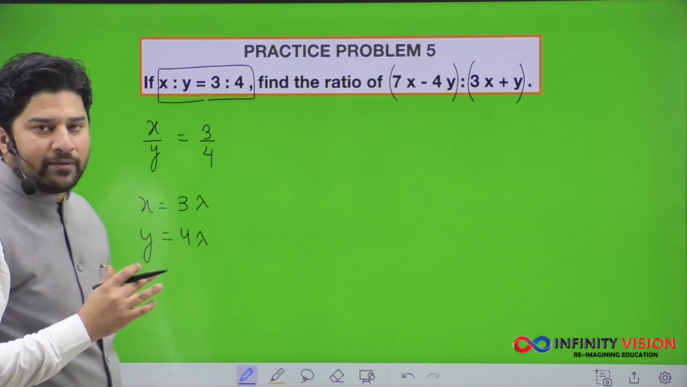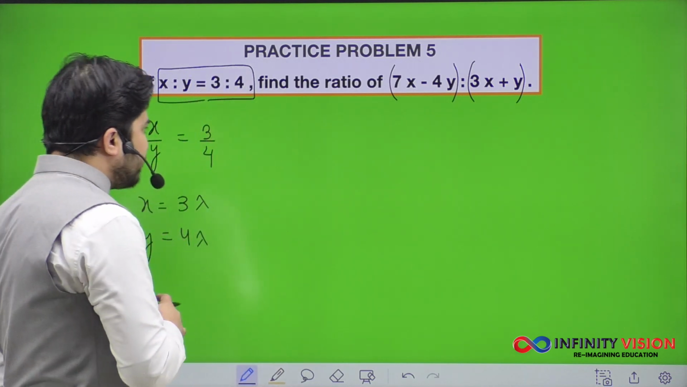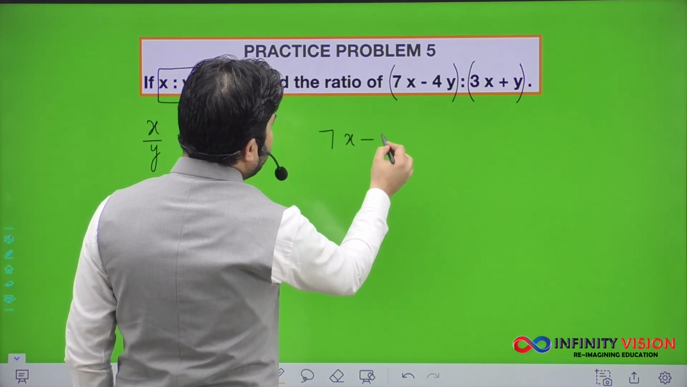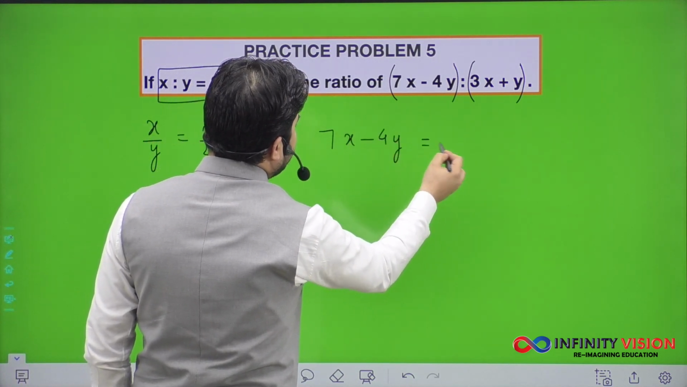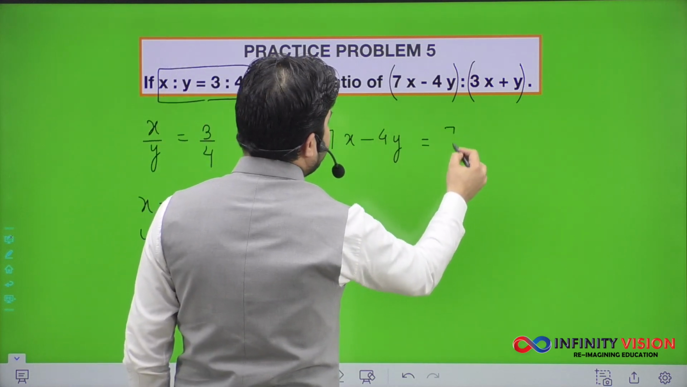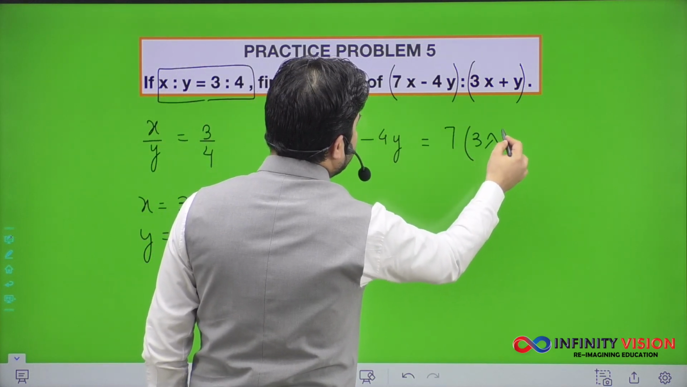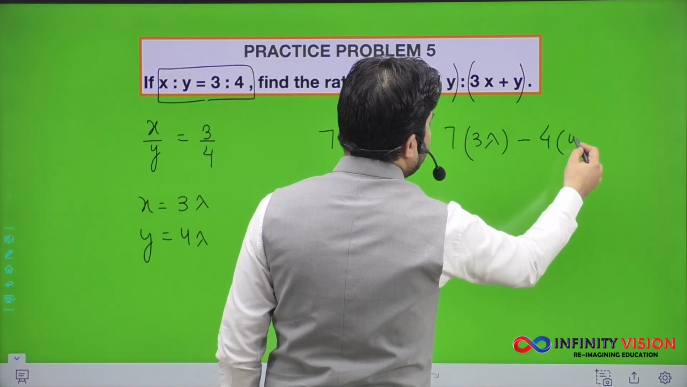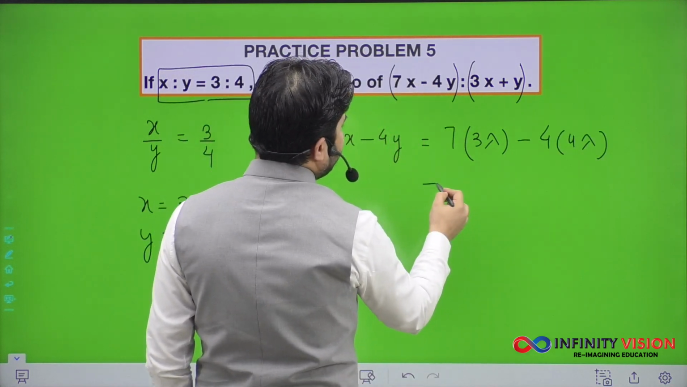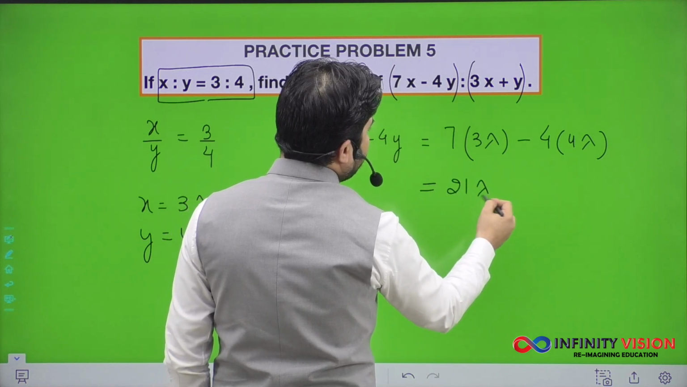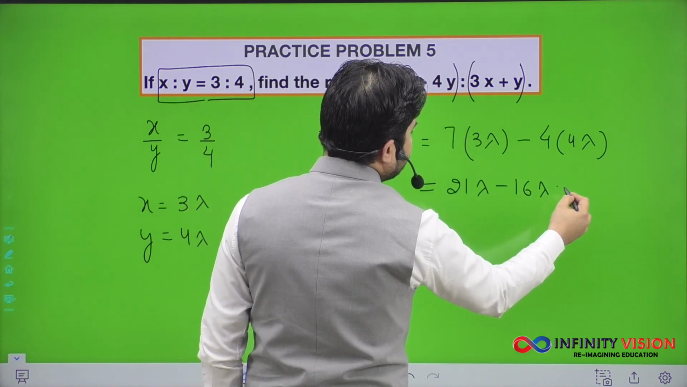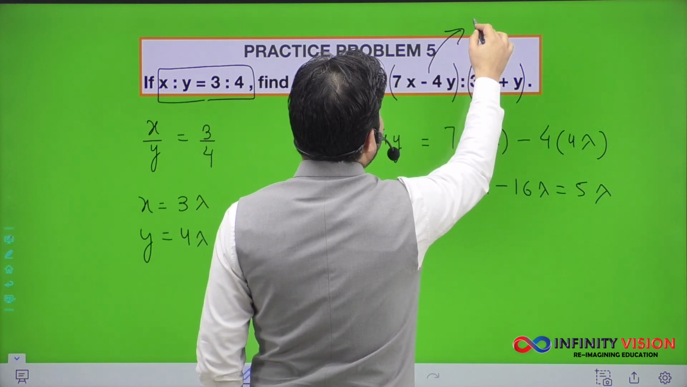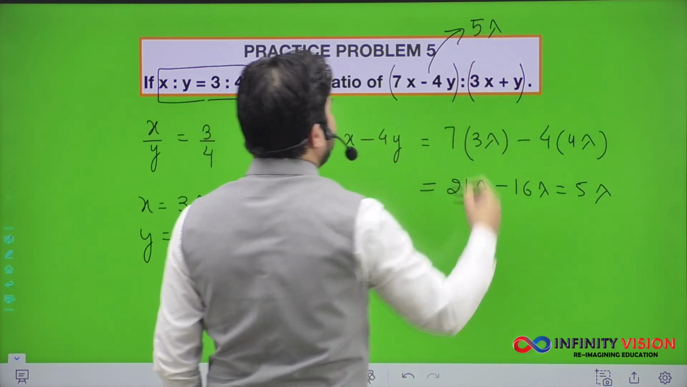And when I say my x is 3 lambda and y is 4 lambda, then I can say 7x minus 4y is equivalent to 7 into 3 lambda minus 4 into 4 lambda. What exactly we'll get? We'll get 21 lambda minus 16 lambda, which is my 5 lambda. So this antecedent is going to be equivalent to 5 lambda.